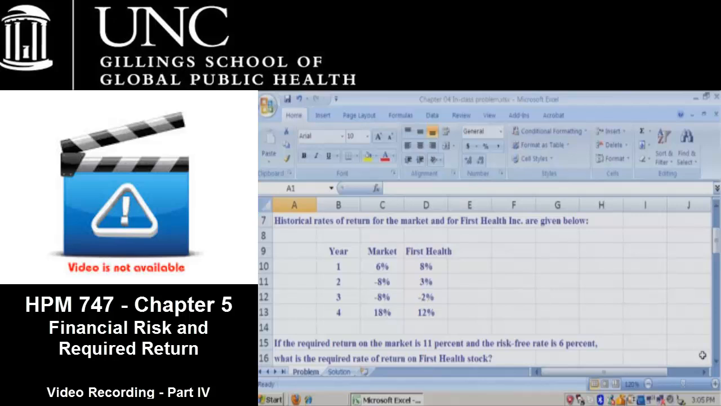The mini case or is this? No, this is just an in-class problem. Oh, it's not on the Sakai. Not on Sakai. You've never seen this before. All the in-class problems I give you like this, you will not see them. In many cases, you do see them.